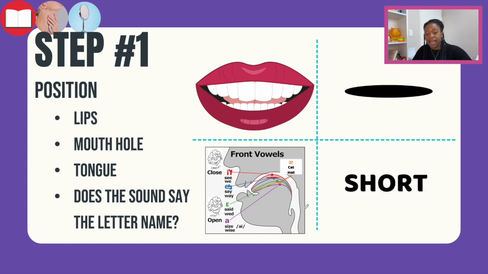Right? And it doesn't say its letter name. It's a short sound. It is the sound eh. Now I love using my shoulders because it helps me to say that sound. Good. Here we have E.